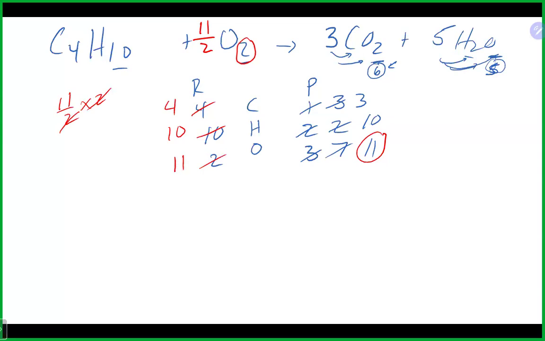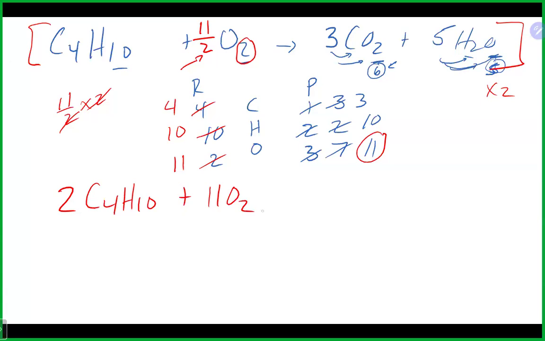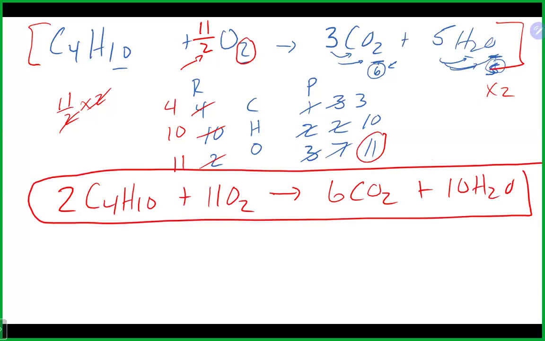And at this point here, we should be balanced, but we do have to clear the fraction. So once again, to clear the fraction, we need to multiply the entire thing by the denominator in our fraction. And we're going to multiply everything by 2. That will give us 2C4H10. That will give us 11O2. That will give us 6CO2 and 10H2O. And once again, this should still be balanced.